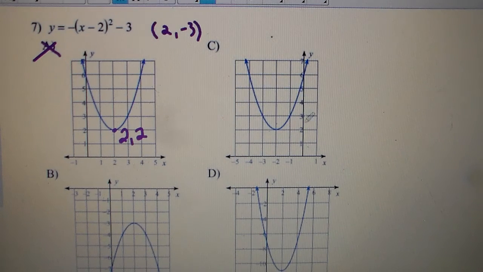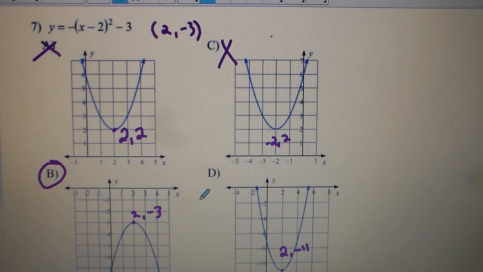Looking at option C, it says 2 to the left, 2 up. That's negative 2, 2. That's not the correct vertex, so we know C is no good also. We look at B, 2 to the right, 3 down. So that looks like it's a good vertex right there. And looking at D, 2 to the right, 11 down. As you could see, the only one with the correct vertex is option B. So hopefully you get that lucky too, where all you have to do is check the vertex.